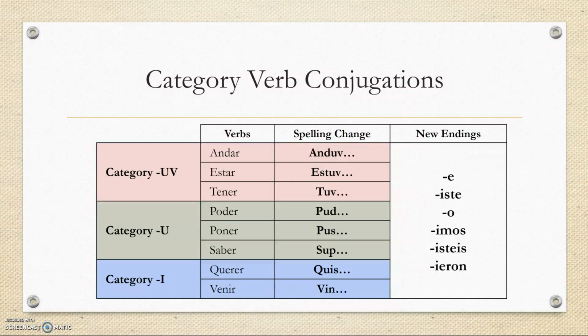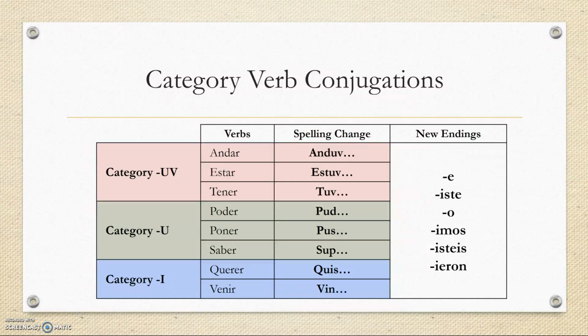And the last category we have is category I. There are two verbs that fall into this category because the main part of the verb has a spelling change that involves an I. Querer and venir. Querer becomes quis, and venir becomes vin. They use the same endings as category UV and U, and so querer becomes quise, quisiste, quiso, quisimos, quisisteis, quisieron.